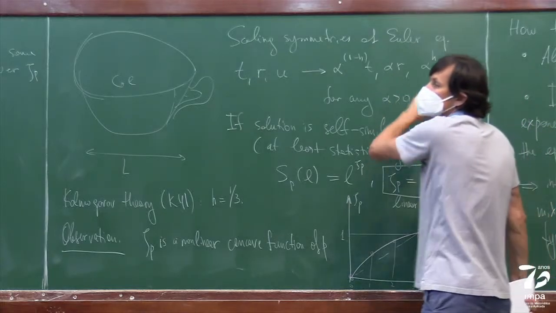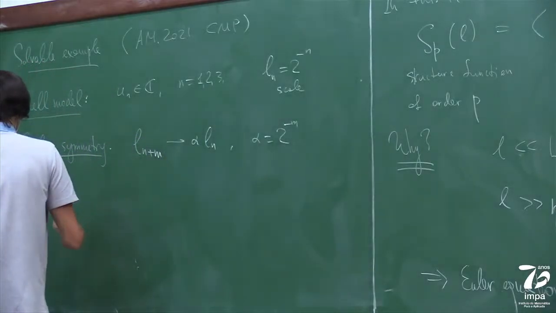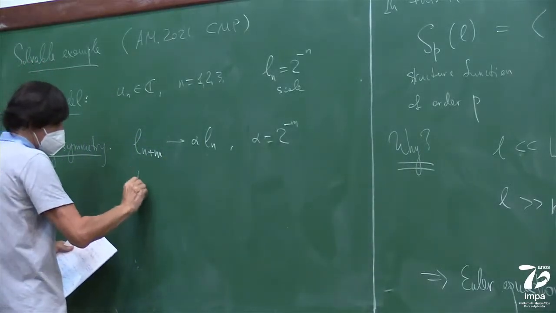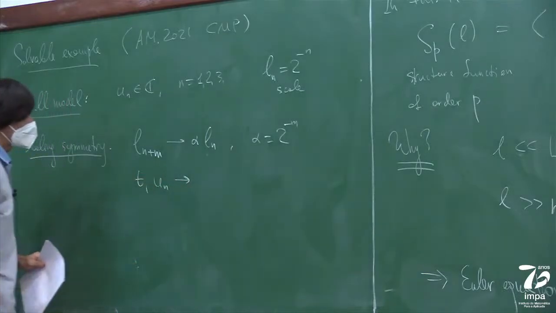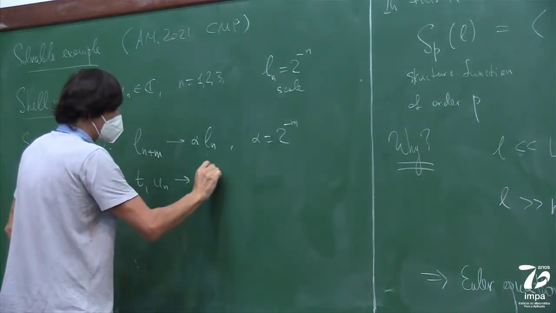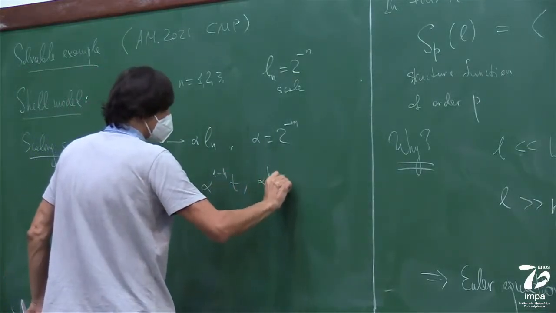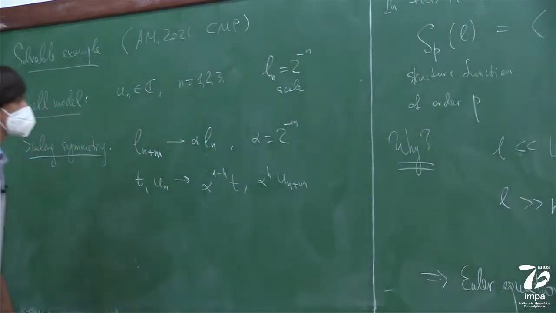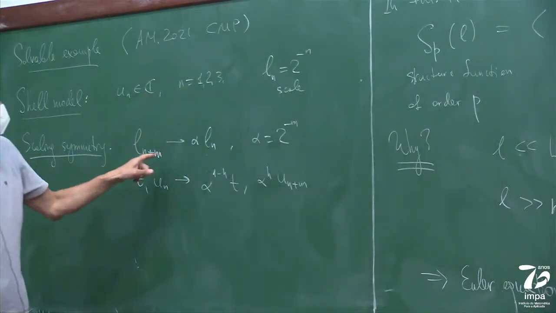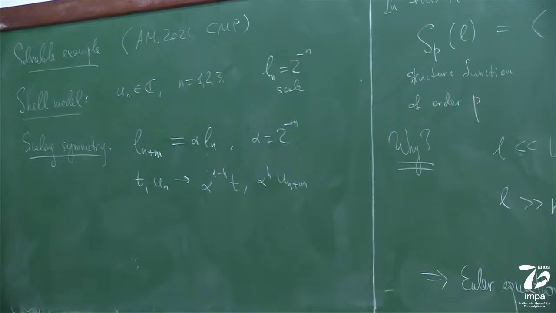And then additionally we have to make a connection of times and speeds. Just like in that formula, we should put alpha to the 1 minus h for time. So this is how we scale time. And how we scale velocity, it should be alpha to the h. So we go from n to n plus m. So this will be the scaling symmetry.